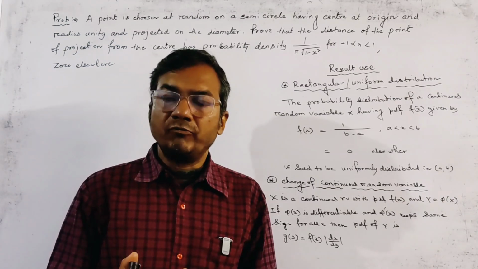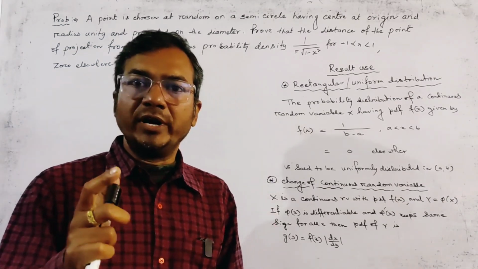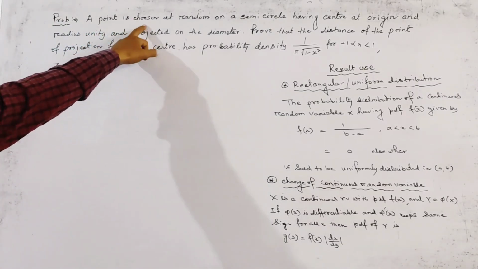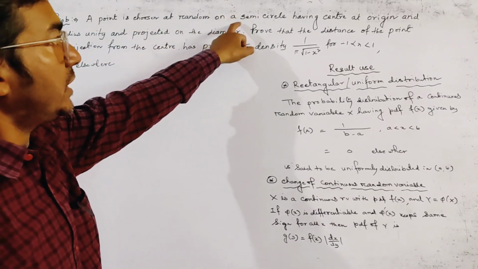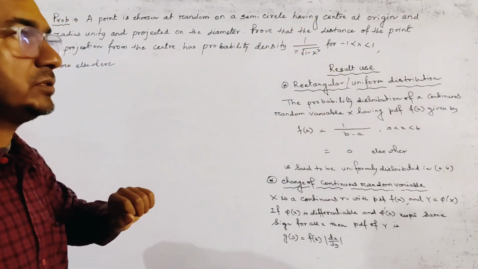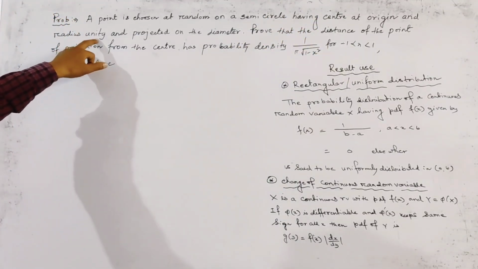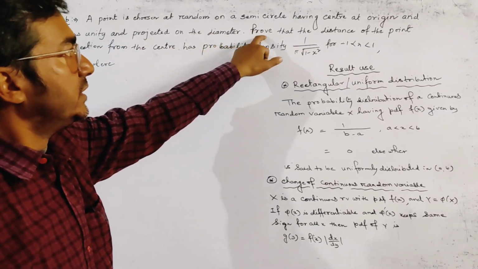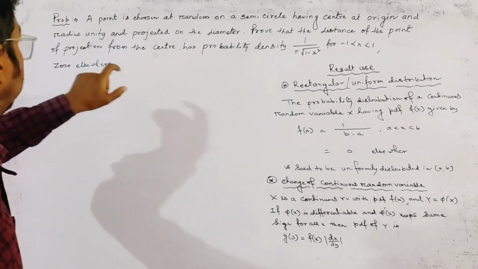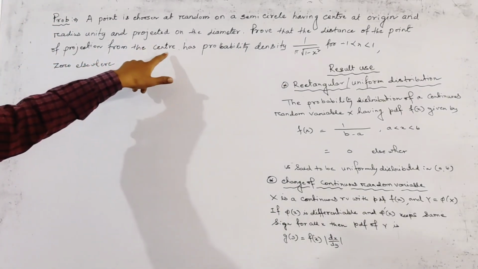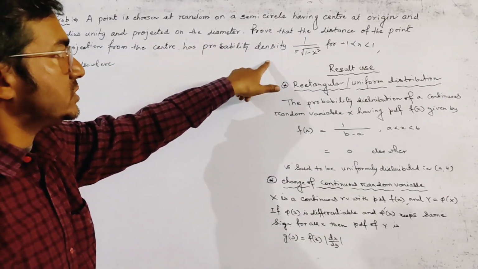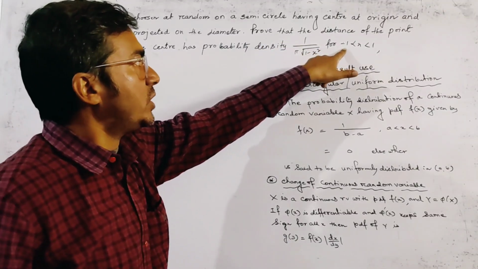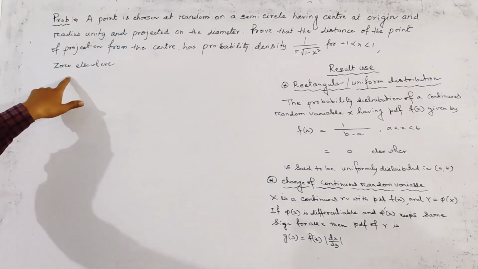An important problem from probability distribution of one dimension. The problem is: a point is chosen at random on a semicircle having center at the origin and radius unity, and projected on the diameter. Prove that the distance of the point of projection from the center has probability density given by 1 by pi into root under 1 minus x square for minus 1 less than x less than 1, and 0 elsewhere.